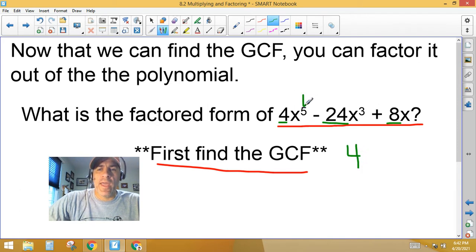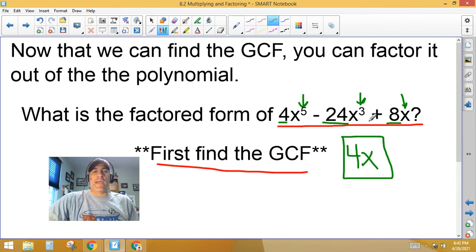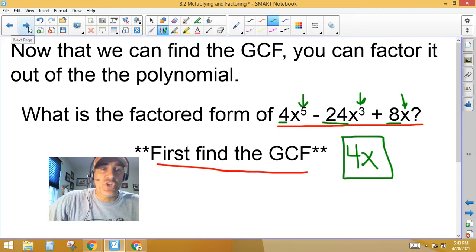Now I want to look at my exponents. X to the fifth, x to the third, just an x. The most x's that could be in any of them is just one x, so that's why the GCF is just 4x. Meaning there's a 4x in the first term, there's a 4x in the second term, and there's a 4x in the third term. Now let me show you what it looks like, what we're going to do when we factor it out.